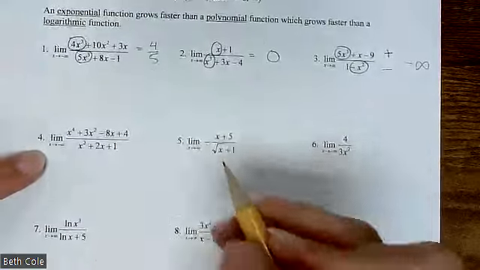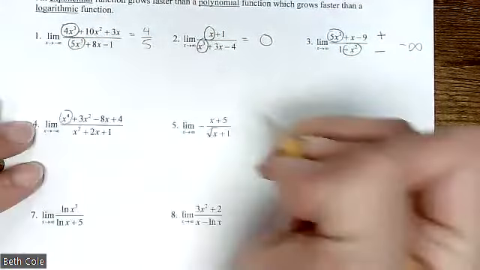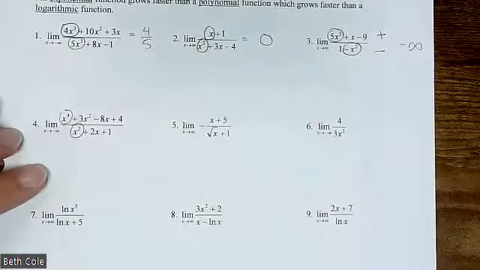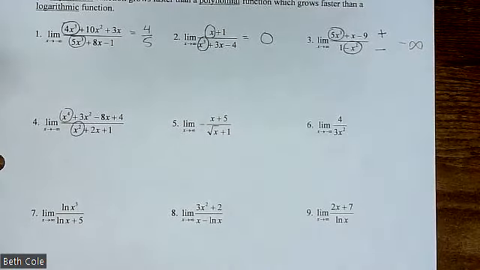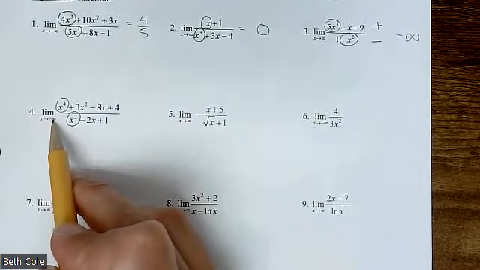So looking at this one, who's in charge for the numerator? Yeah, x to the 4th, and then denominator x squared. 4 is bigger than 2. So again, it's either going to go up or go down. We're going to test. This one goes to negative infinity.